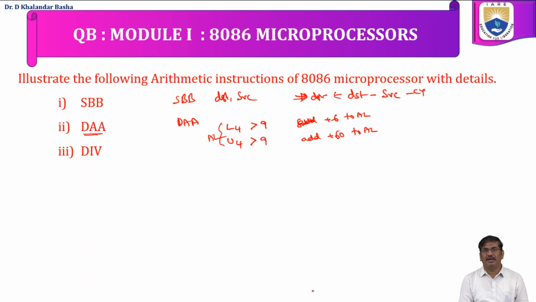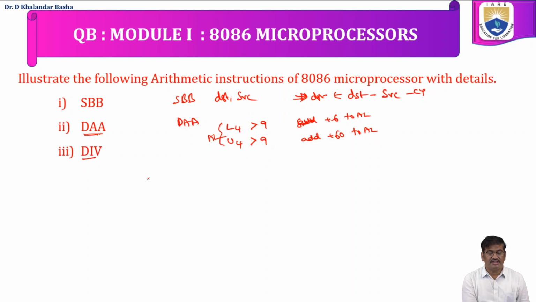If the lower 4 bits are less than or equivalent to 9, don't alter the contents of AL. Similarly, if the upper 4 bits are less than or equivalent to 9, don't alter them. So this DAA instruction is mainly for converting the data which is in hexadecimal into packed decimal.